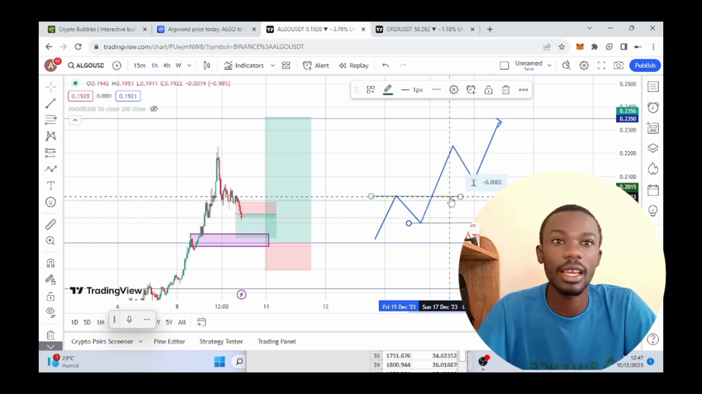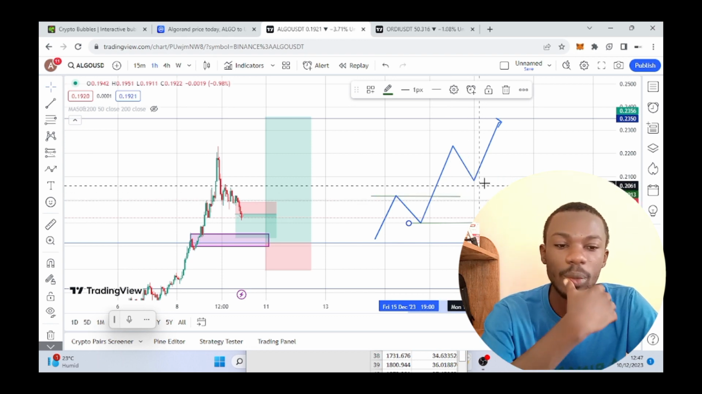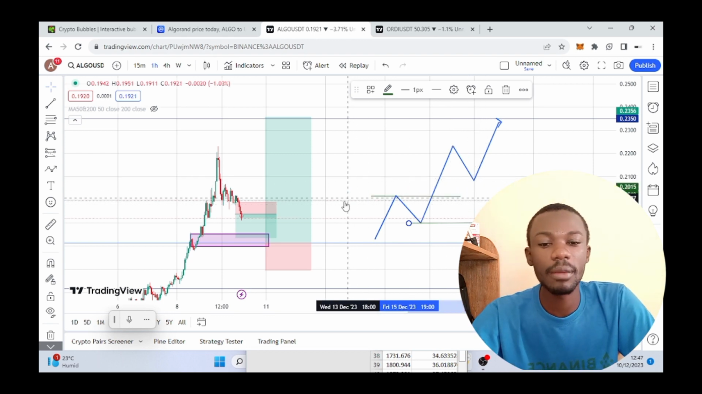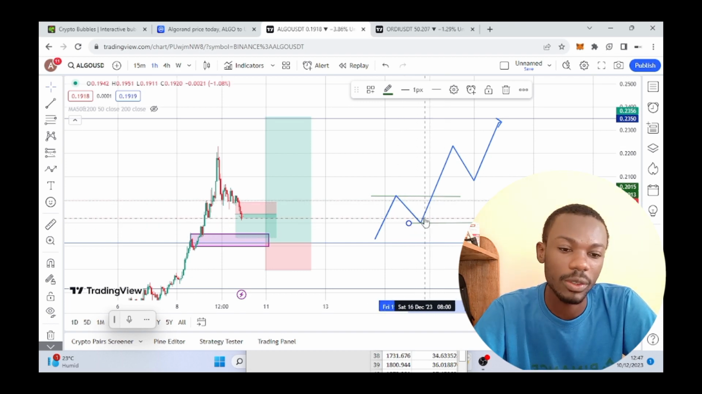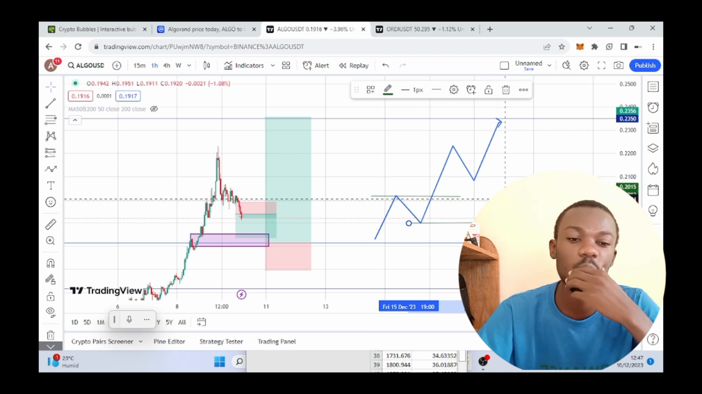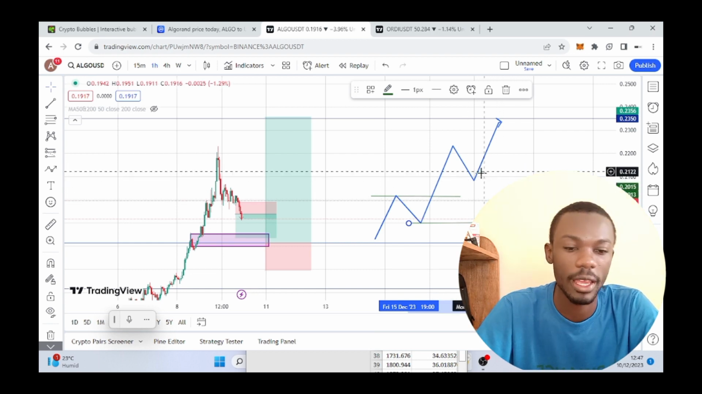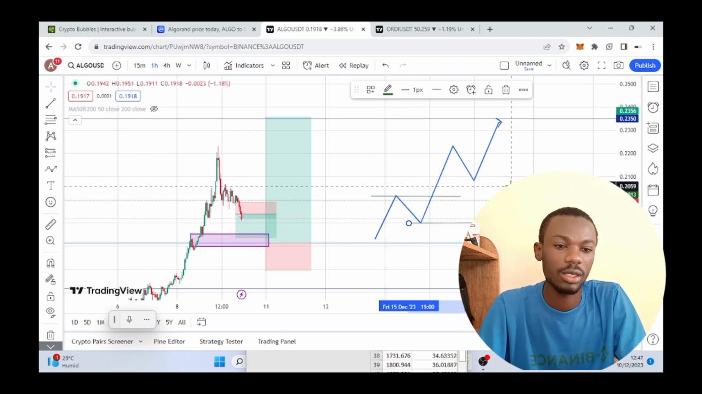So for that pullback, there are two things that I use basically to capture it. Now my main aim, every time with this strategy, I aim to enter at this point. These are my entry points. This is my entry point. This is my entry point. When we're in an upward movement, these are always my entry points. So what makes me enter these trades, this trend?